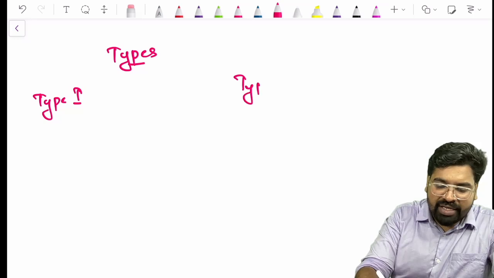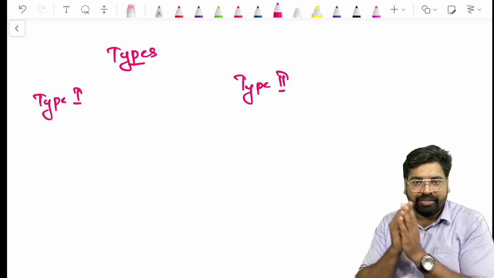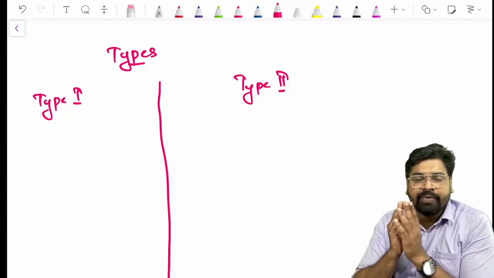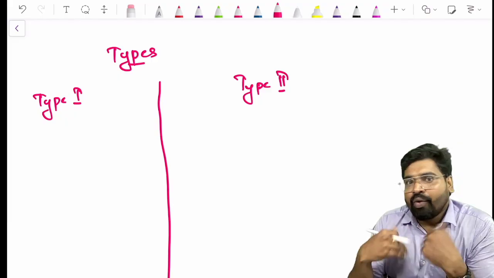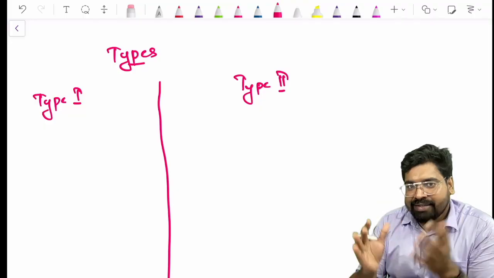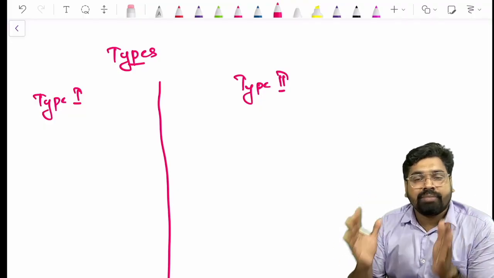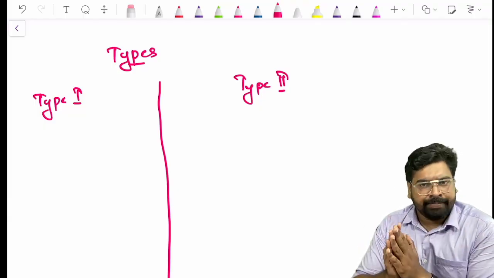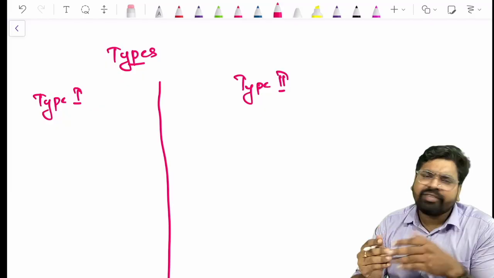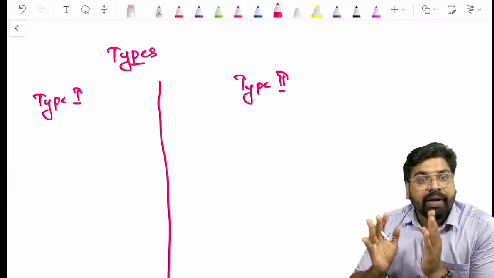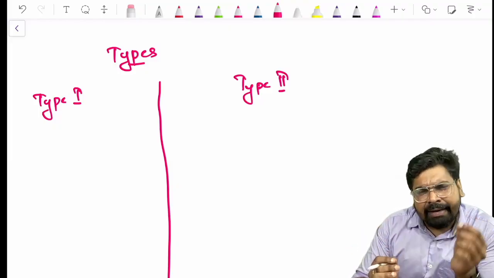Now, how to differentiate between type 1 and type 2? It is very simple. Just listen. Where will you see more dentin, in the crown or in the root? Dentin makes the bulk of the root. Your crown consists of both enamel and dentin, but the main bulk of the root is made by your dentin and a thin layer of cementum.